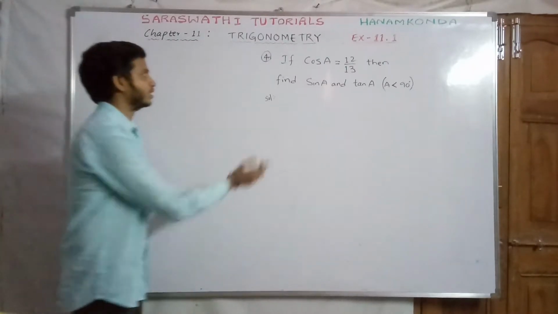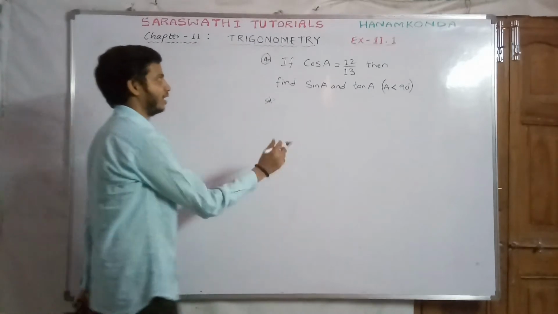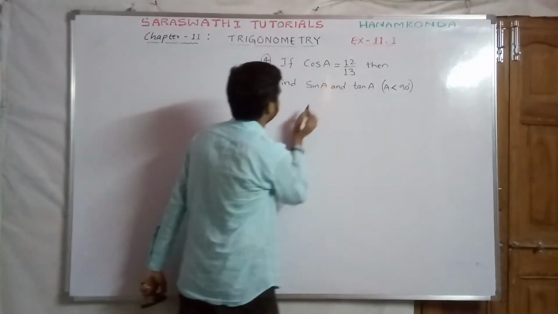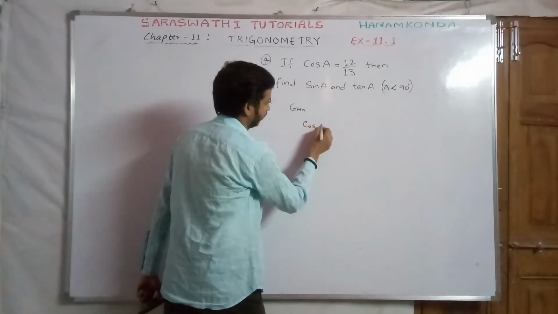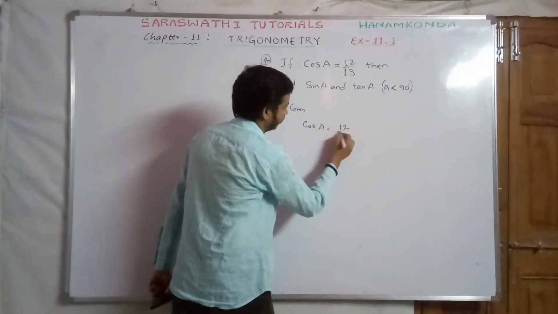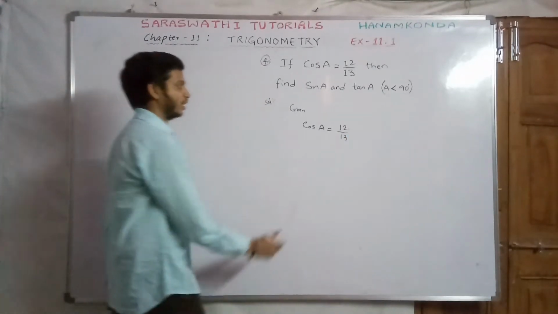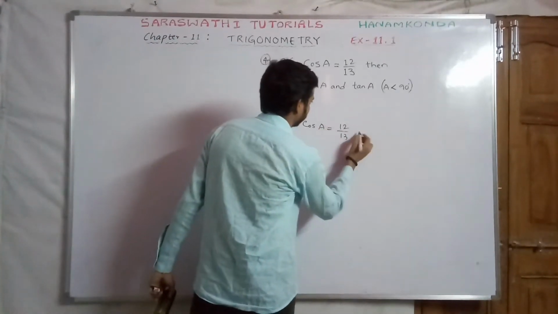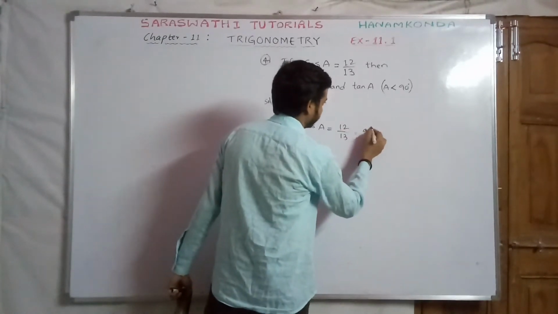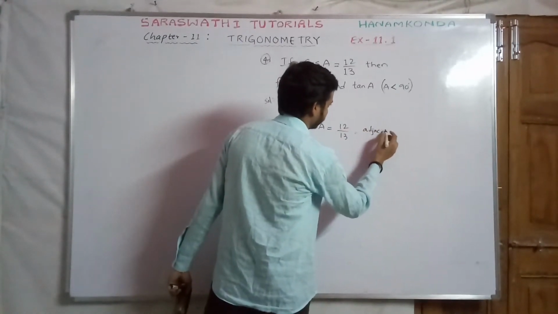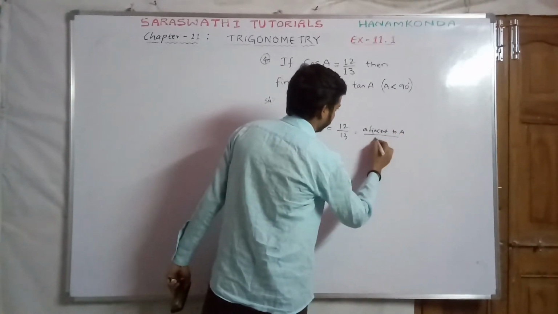So the next question is, if cos A equals 12 by 13, then find sin A and tan A. Okay, so given that cos A equals 12 by 13. First write given that: cos A equals 12 by 13. We know that cos theta equals adjacent side by hypotenuse. So that means 12 is the adjacent side to A, by hypotenuse.